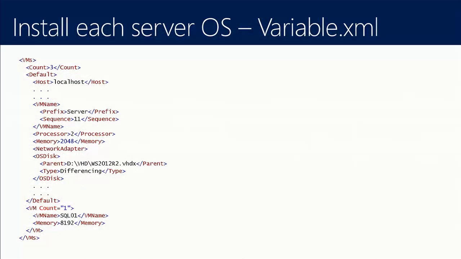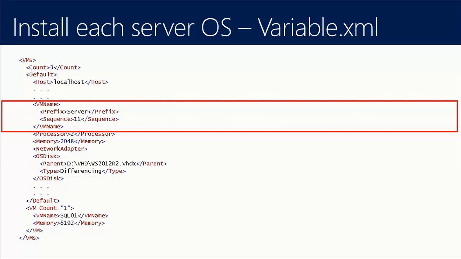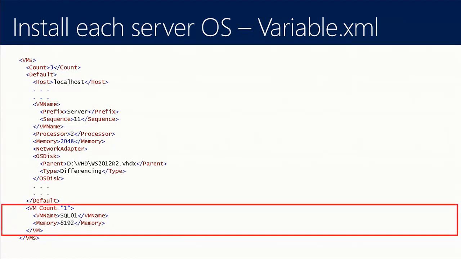So again, a pretty simple example here. In this case, I've just said I want to create 3 VMs called Server 11, 12, and 13, except the first one I actually want to give a slightly different name and more memory than the default ones have. So this will just go through and create 3 VMs for you called SQL 01, then Server 12 and 13.